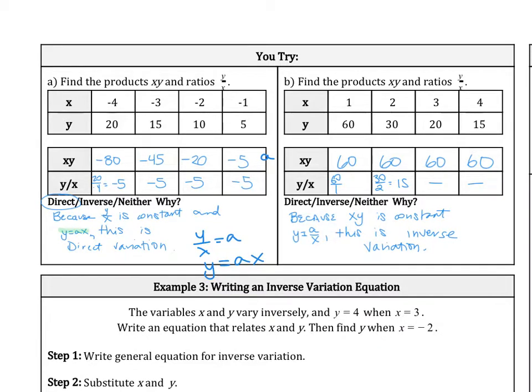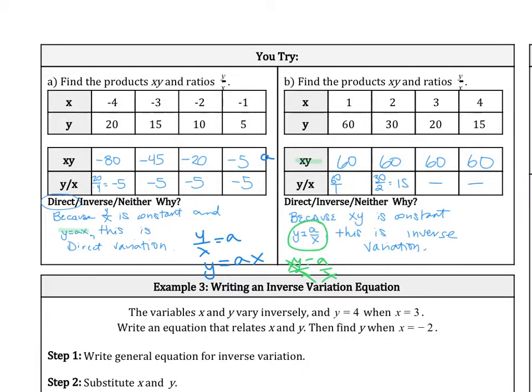Then looking at example 2, we notice that x times y is constant. Because x times y is constant, remember we're looking at x times y equals a, and you divide by x to solve for the y value, you get y equals a over x, which is, remember, our inverse variation.